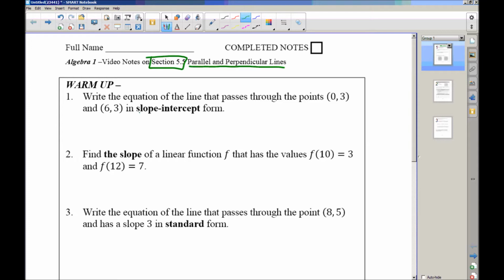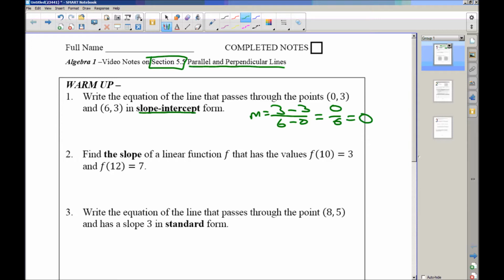So to put it in slope-intercept form, I need to know the slope. So I'll go ahead and calculate that. My slope is going to be the change in the y's, which is 3 minus 3, over the change in the x's, which is 6 minus 0. So this will give me 0 over 6, or 0. So my slope is 0.